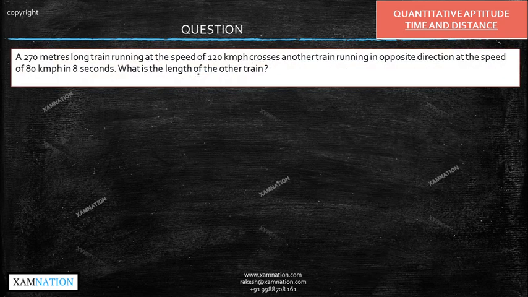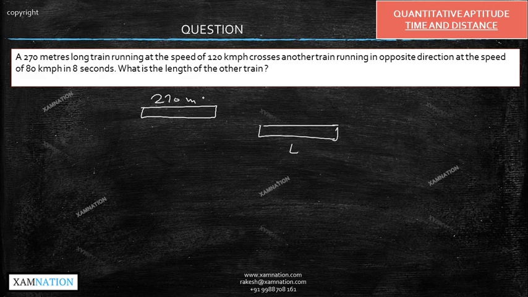So let's see another question. Here a 270 meter long train running at the speed of 120 kilometer per hour crosses another train running in the opposite direction. So there are two trains given, right? Train 1 is 270 meters, and for train 2 we don't know the length, and its speed is 80 kilometer per hour, while this one is 120 kilometer per hour. Fine. And they cross each other in 8 seconds, right?